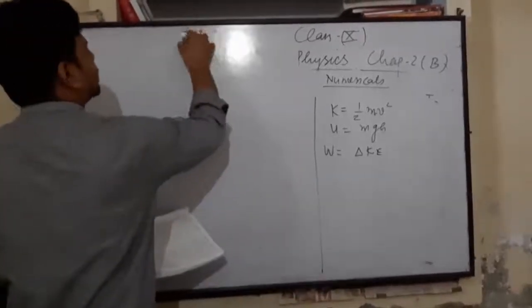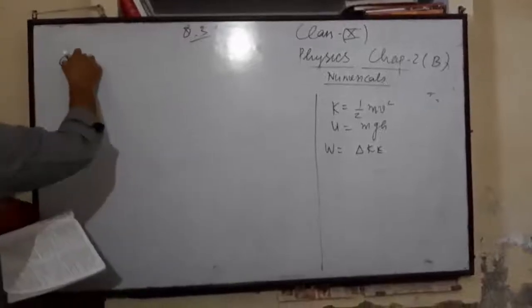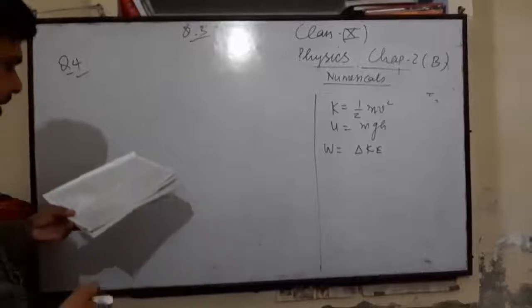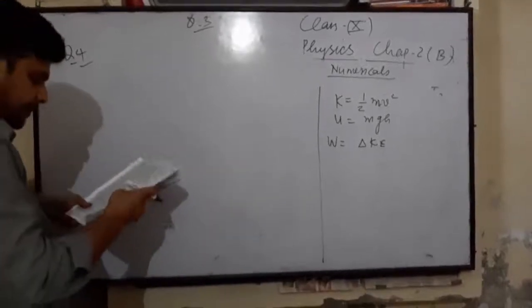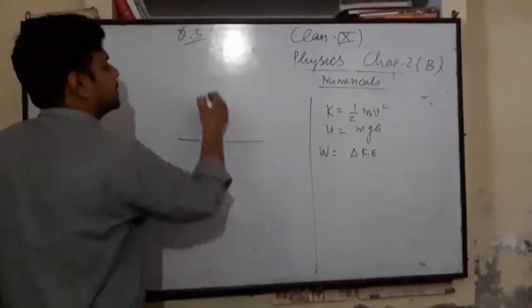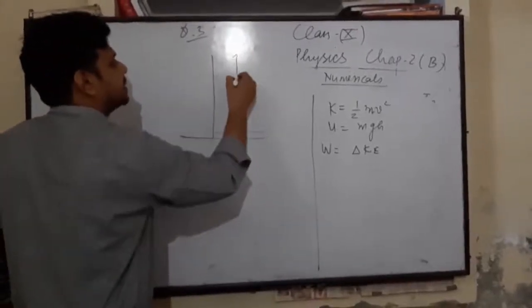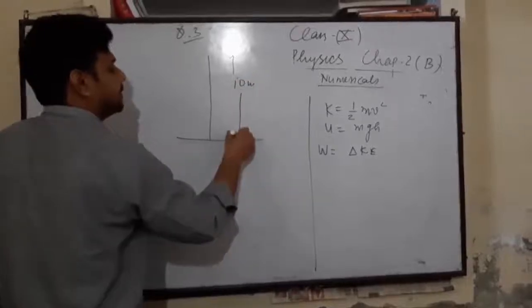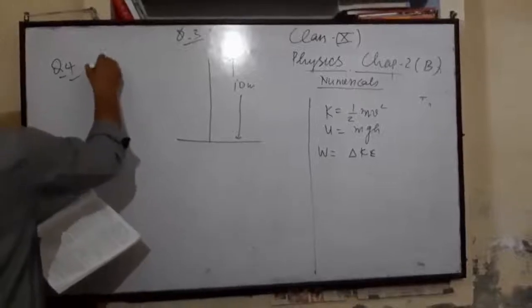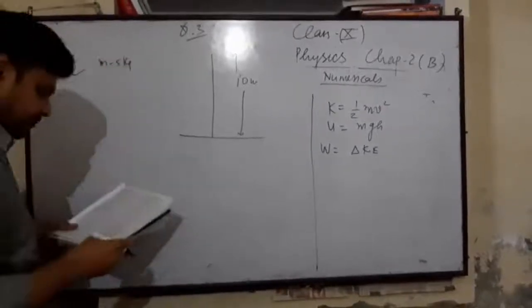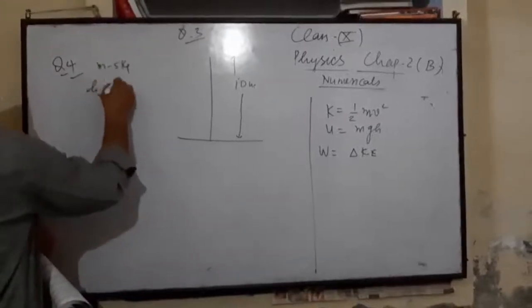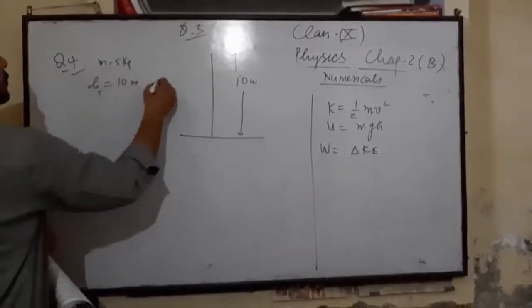Question number 3 you will do yourself. I will do question number 4. A body of mass 5 kg falls from a height of 10 meter to 4 meter. Consider that this is the total height, 10 meter, and the body is of mass 5 kg. It falls from a height of 10 meter to 4 meter.